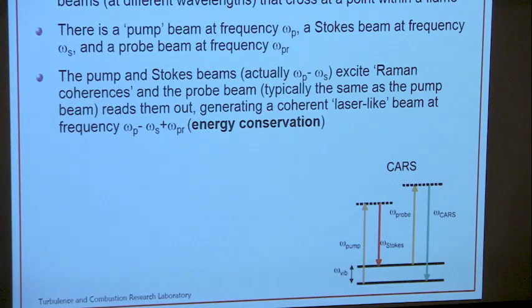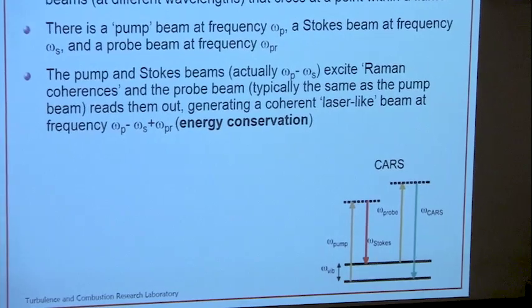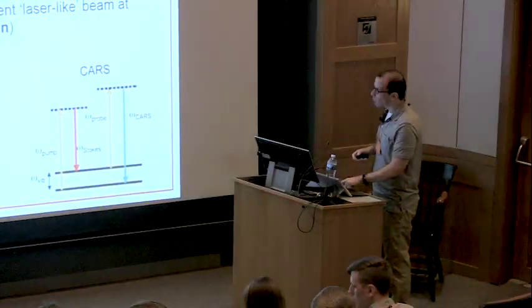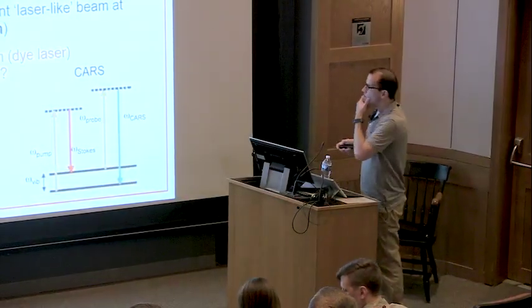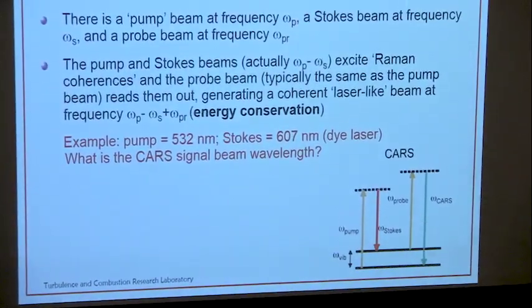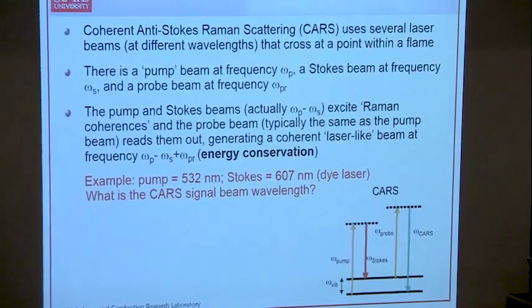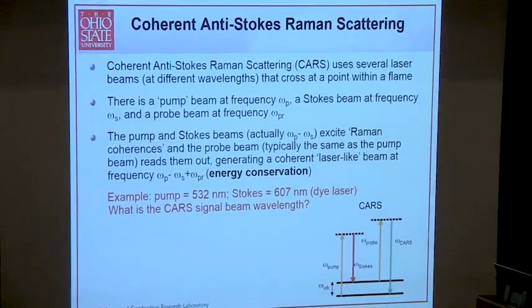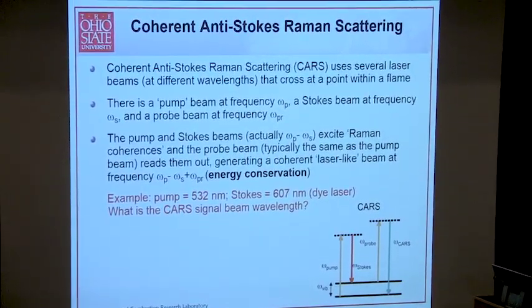And it's this 4-wave mixing process that generates a coherent laser-like beam. I'll show you a schematic in a minute, but you send essentially 3 beams in and a 4th beam comes out, and that's your CARS signal, okay? For an example, let's say we have a pump and probe beam at 532, so we use a YAG output, and then we tune our dye laser to 607 nanometers. Again, we have to tune it to a specific wavelength because we need this quantity, this delta omega here, to excite a specific coherence.